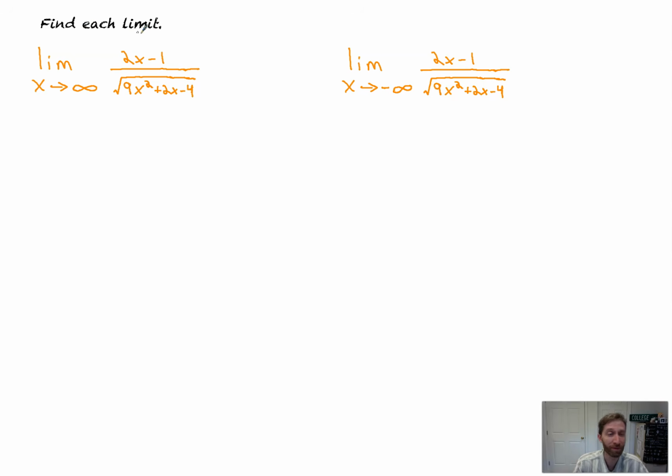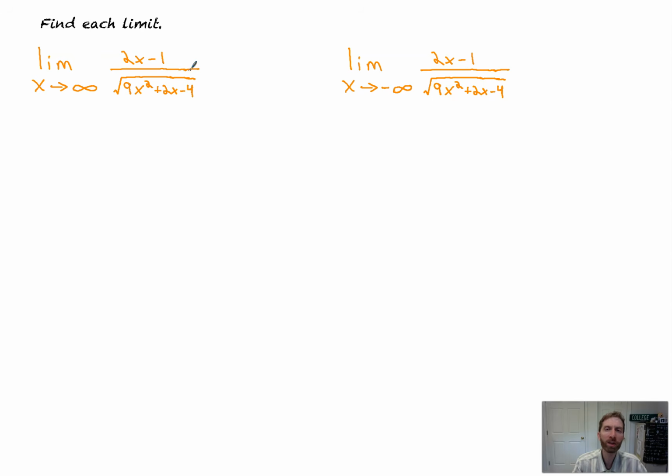So this first one says find each limit. The limit as x goes to infinity of 2x minus 1 over the square root of 9x squared plus 2x minus 4. Now I have the same problem here, except we've got the limit going to negative infinity, which we'll get to shortly. How do we solve this? What I do, which is a lot like what we did earlier in the first video of this lesson, is I plug in infinity.